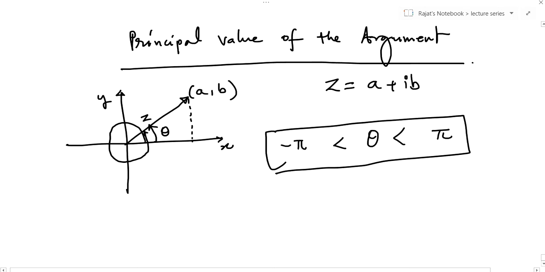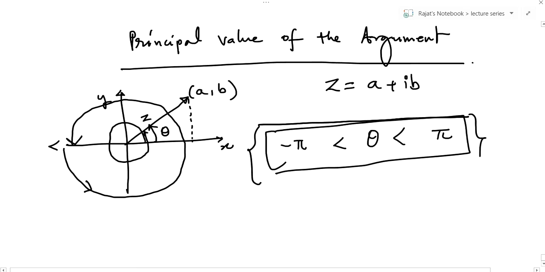Because if you start from minus pi, it means you are moving in the clockwise direction. So you are starting from here, this is minus pi, and you start turning in the anti-clockwise direction. You come here, this is 0, and then again you turn, and finally this is pi. So you are making a complete circle and are able to cover all the angles, all 4 quadrants. So any argument of a complex number can be expressed as an angle that lies between minus pi and pi, and this is known as the principal value of the argument.